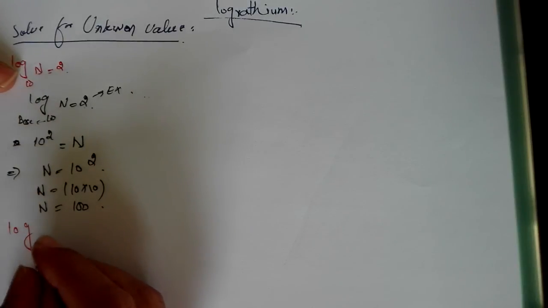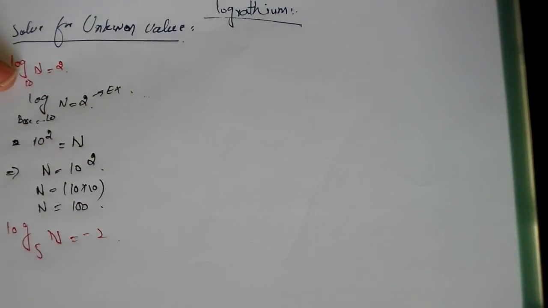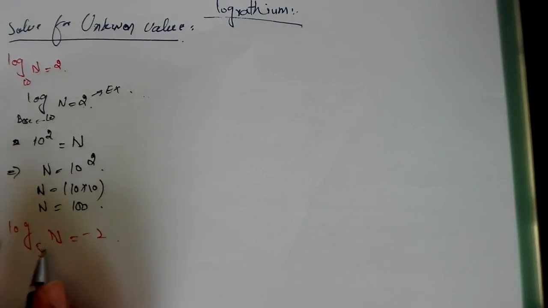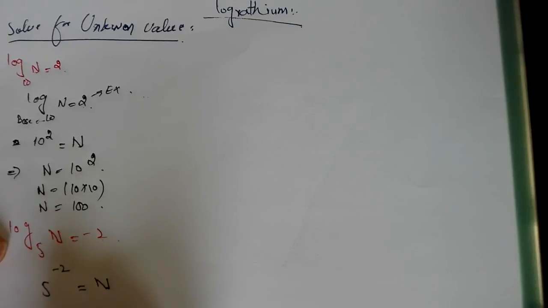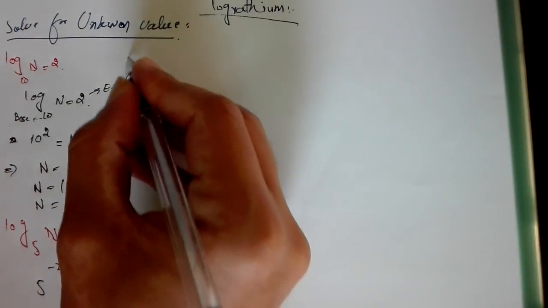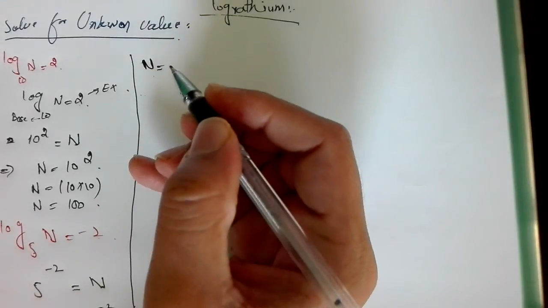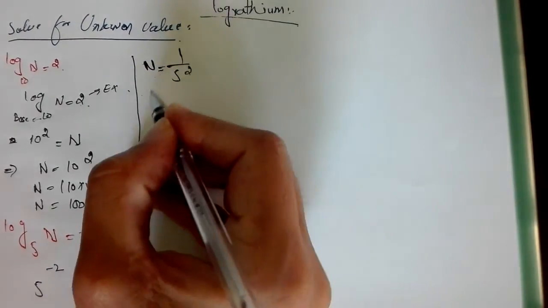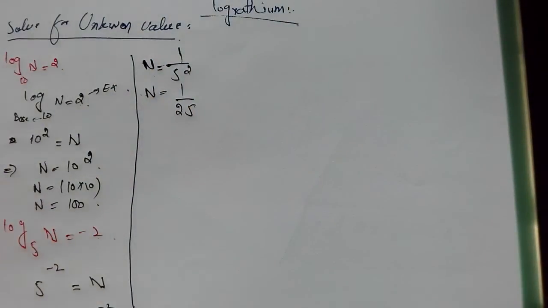Log of base 5 n equal to minus 2. Same as before, that is base 5, that 2 will come over here as the exponent, equal to n. Or you can arrange it like 5 power minus 2. n is equal to 5 power minus 2. If the power is minus 2, for making it plus 2, we will take it into the denominator. n is equal to 1 over 5 power 2, which means 25. So we got the value of n.